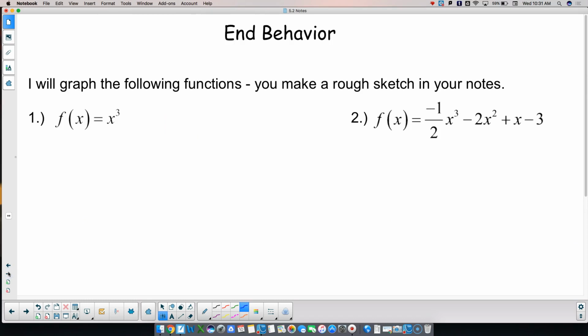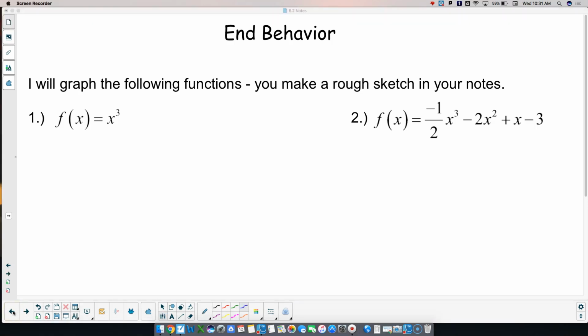Okay? Alright? So, let's talk end behavior. Based off of this first function, f of x equals x cubed, what is the shape going to look like? Mainly I'm talking the left and the right sides. One's going to go up and one's going to go down, right? Okay. What about the second one? Same thing. One up and one down.